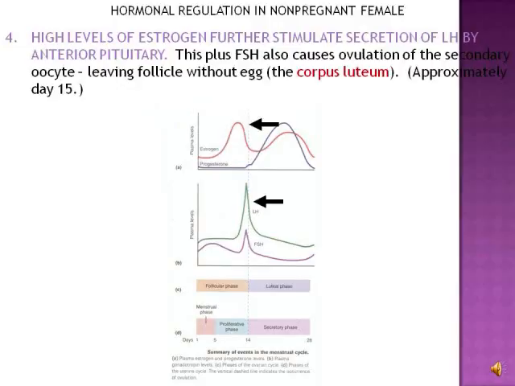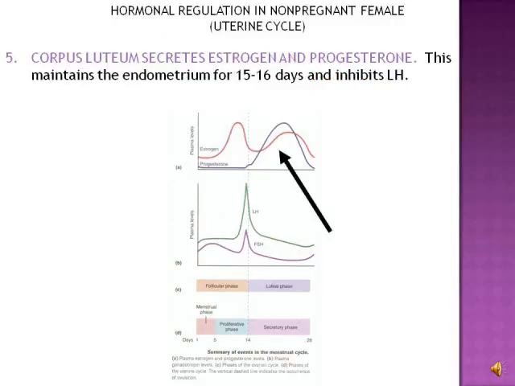When you have high levels of estrogen, this further stimulates the secretion of the luteinizing hormone by the anterior pituitary. So the luteinizing hormone plus FSH also causes ovulation of the secondary oocyte. This leaves the follicle without an egg, the corpus luteum. This is usually around the 15th day. Here, as you can see, the dotted line through both of the diagrams shows the occurrence of ovulation.